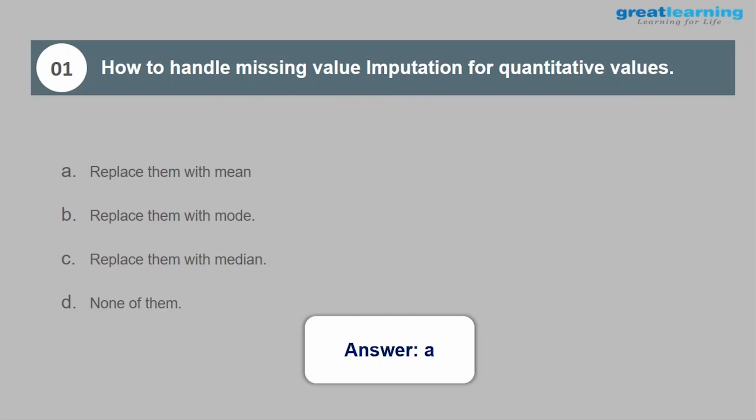Now let's have a look at the interview questions, what you can actually expect when you go for any interview for a data scientist, right? So the first question is how to handle missing value imputation for quantitative values. This is again part of exploratory data analysis, when you are handling your unstructured data. There are four options: replace them with mean, replace them with mode, replace them with median, or none of them. So your answer will be to replace them with mean, right?